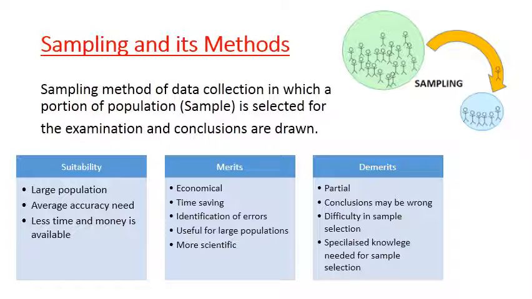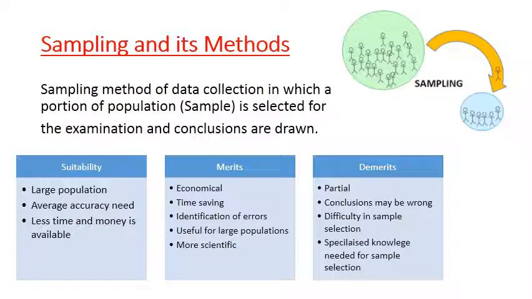Time saving: it saves time. Identification of errors: you can identify errors, because you have to study only a small portion of population. Useful for large populations, so it is a merit. And it is a scientific method of data collection. Why? Because scientifically the sample is selected from the population, and then it is investigated.